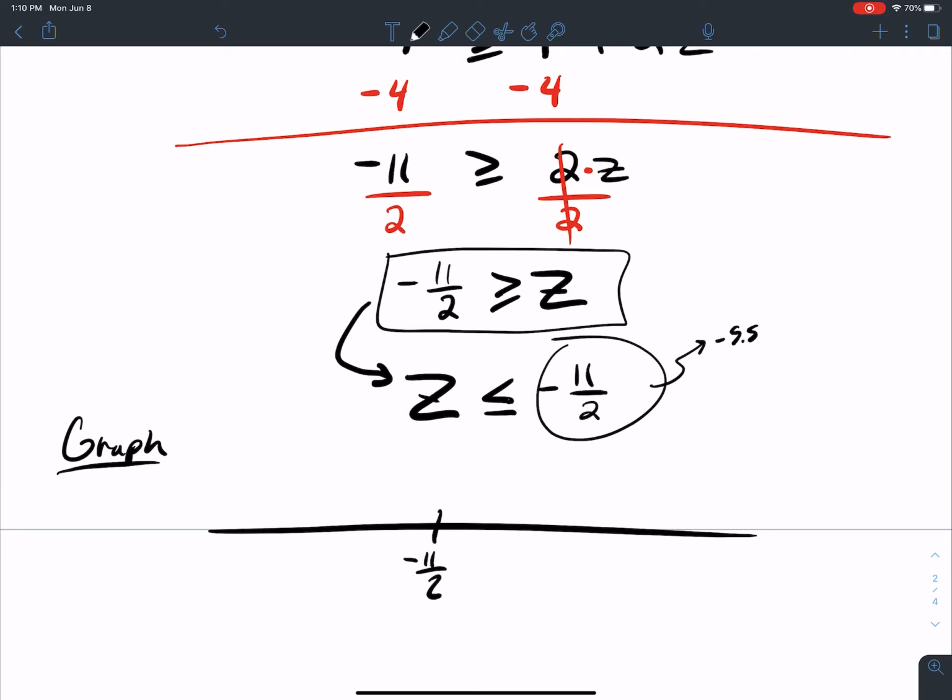Okay, so what do I need now? I need a number that's bigger and a number that's smaller. I don't care what that number is, but 0 is definitely bigger than negative 5.5, and negative 10 is definitely smaller. So just pick one number on the left, one number on the right. I don't care which one you pick.